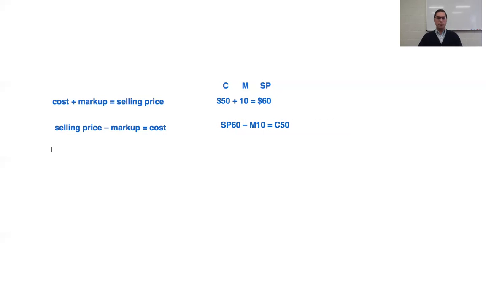Likewise, if I know what the selling price and the cost are, selling price minus cost, I can subtract the cost from the selling price to find the markup. So in this case, selling price of 60 minus cost of 50 equals the markup of 10. So selling price equals cost plus markup.